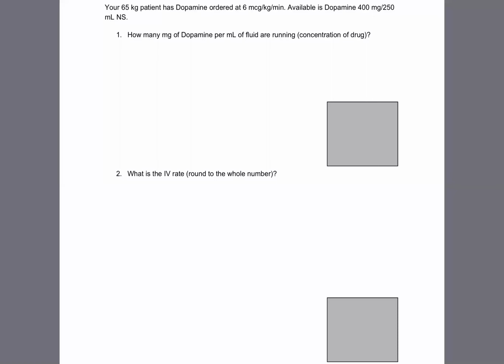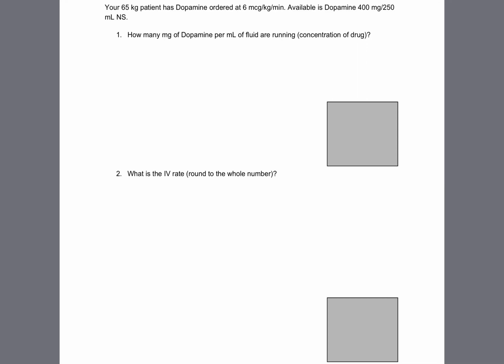Questions 1 and 2 are based on the following order. Your 65 kilogram patient has dopamine ordered at 6 micrograms per kilogram per minute. Available is dopamine 400 milligrams per 250 mL NS. How many milligrams of dopamine per ml of fluid are running? What is the concentration of the drug?